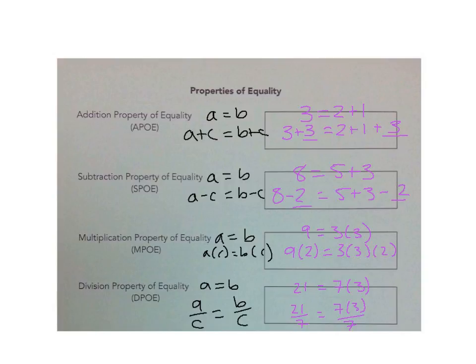So these properties dictate our equations and keep our equations true no matter what we are doing as we move stuff around to solve for certain variables. We'll talk about more of this in a later section.